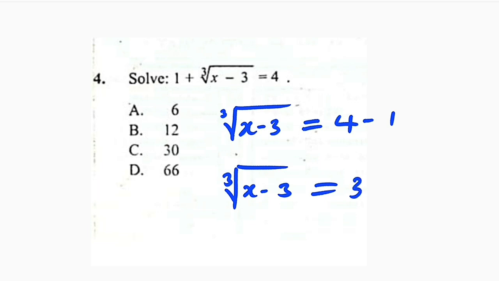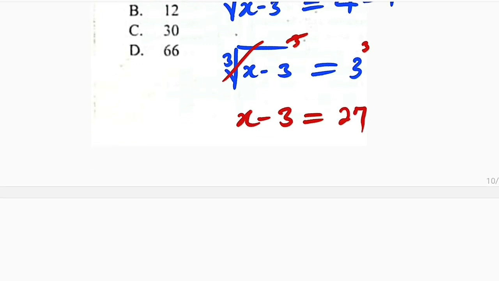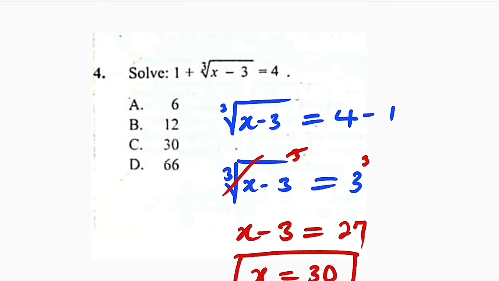3. And to get rid of the cube root, we can cube both sides, so that this will cancel this, leaving only x minus 3 equal to 27, because 3 to the power of 3 is 27. You take negative 3 to the other side, it becomes positive, which is x equal to 27 plus 3 equal to 30. And hence 30 is the solution to this problem, which is option C.